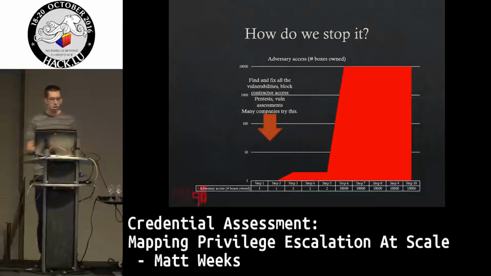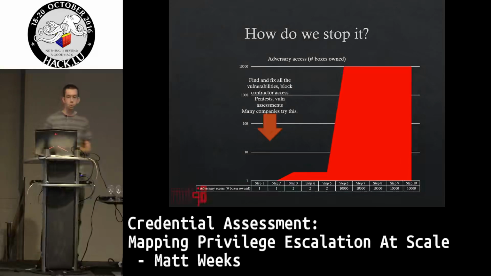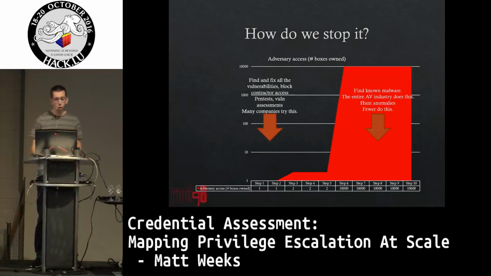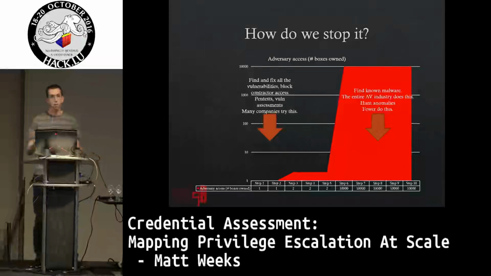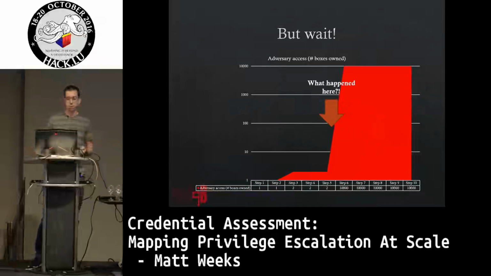Well, in this case, you can restrict contractor accesses. You can try to find all of the vulnerabilities on your web servers. There's an entire industry of vulnerability assessment scanners and penetration testers to do this. Or, as a lot of people were talking about, you can hit it on the other end of this graph once they've deployed their malicious software everywhere, and you can try to find that malware. The entire antivirus industry does this, and you also have an entire threat intelligence industry to attempt to discover what these indicators of compromise are and stop them.